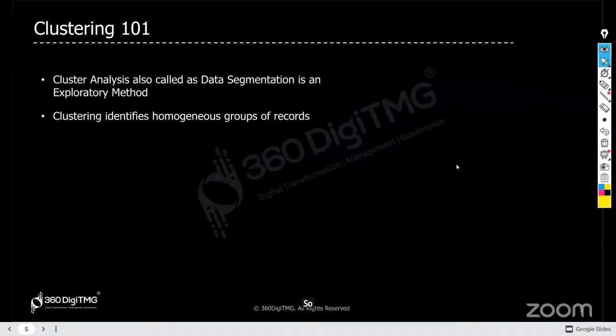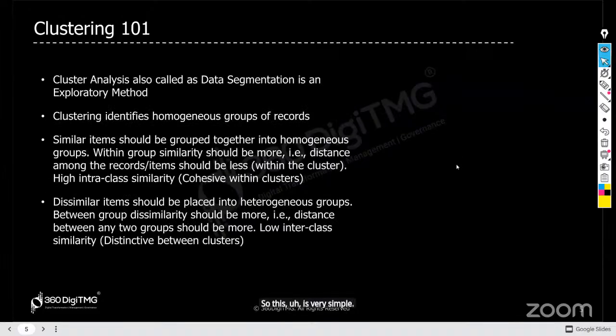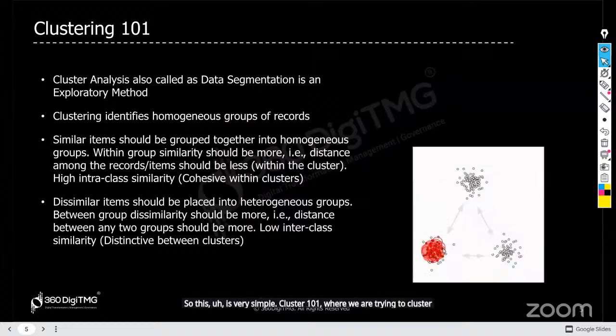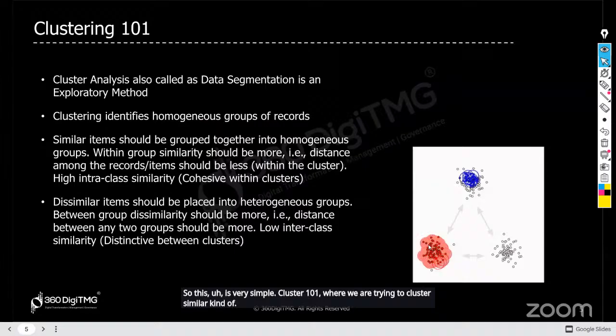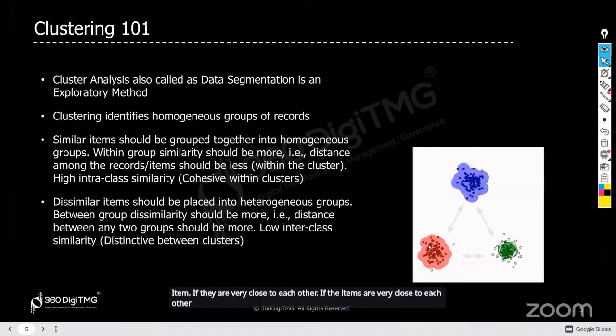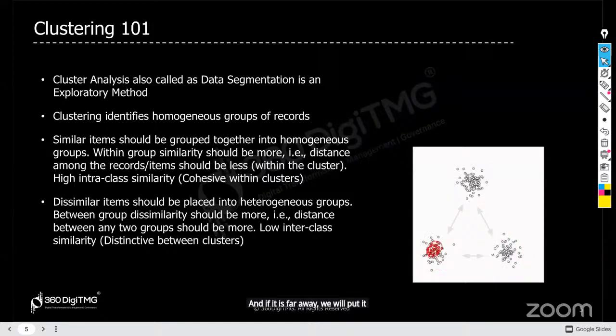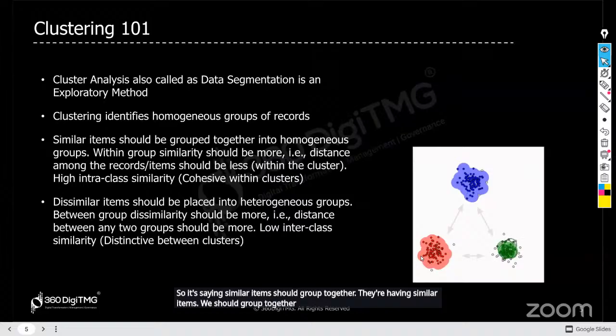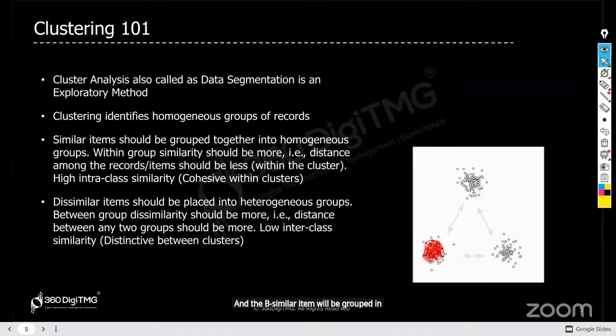So this is very simple clustering 101, where we are trying to cluster similar kinds of items. If the items are very close to each other, we will create a cluster, and if they are far away, we will put them into a different cluster. So it's saying similar items should be grouped together, and dissimilar items will be grouped in different groups.